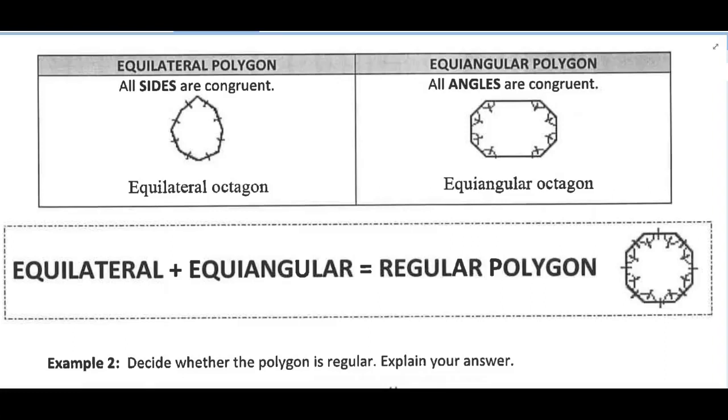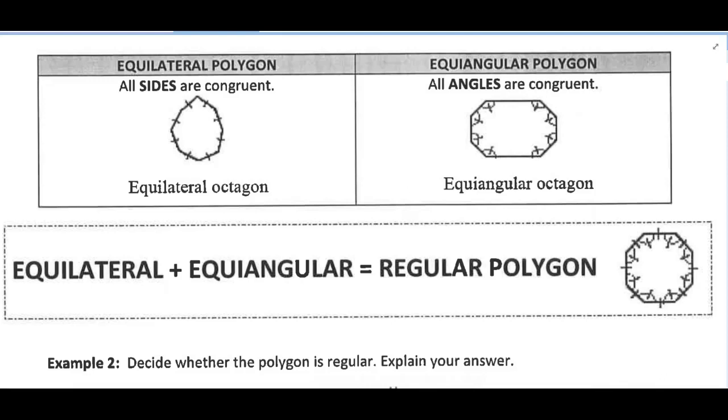This is our third video in section 1.4. This is actually part of chapter 5 for our unit. And in this video we're going to be talking about equilateral polygons, equiangular polygons, and also what we call regular polygons. And we've talked about all these terms before, but we're going to deal with them a bit more in this unit.